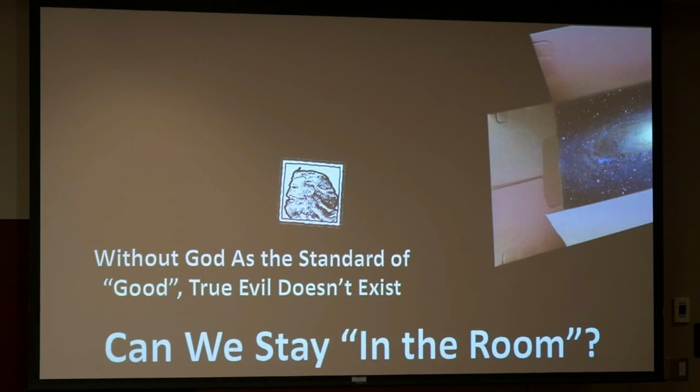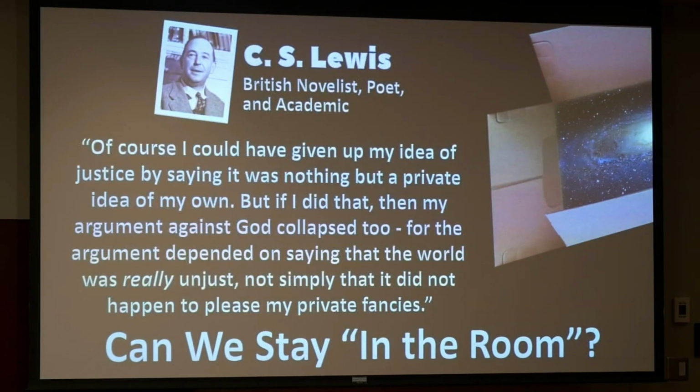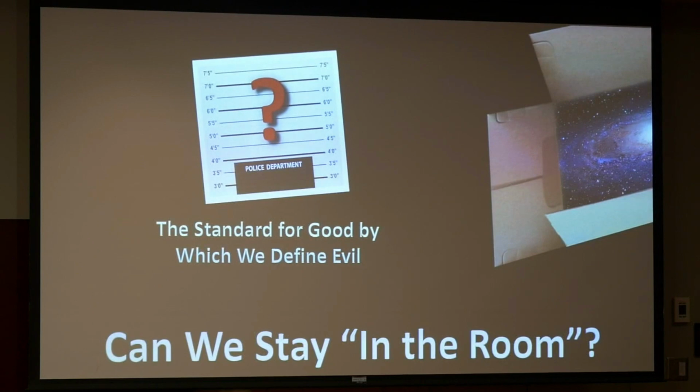So it's yet another piece of evidence that points outside the room to a standard of righteousness. When it's violated, we call that evil. Lewis put it this way: of course I could have given up my idea of justice by saying it was nothing but a private idea of my own. But if I did that, then my argument against God collapsed too, for the argument depended on saying that the world was really unjust, not simply that it did not happen to please my private fancies. If there is a standard of righteousness outside the room that transcends all of us, then we would see any violation. You cannot have the shadows without the sunlight. If there's sunlight, then that would explain why we see shadows.